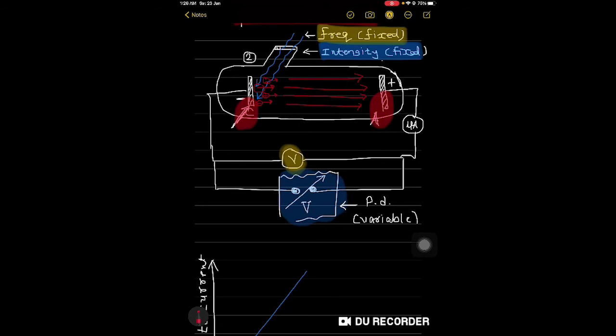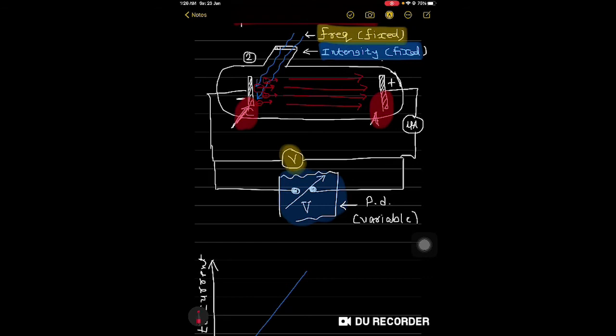So for a certain value, there will be a particular potential at which the number of electrons reaching plate A becomes 0. At that condition, no current is observed in the microammeter. And that potential is called the stopping potential or cut-off potential.